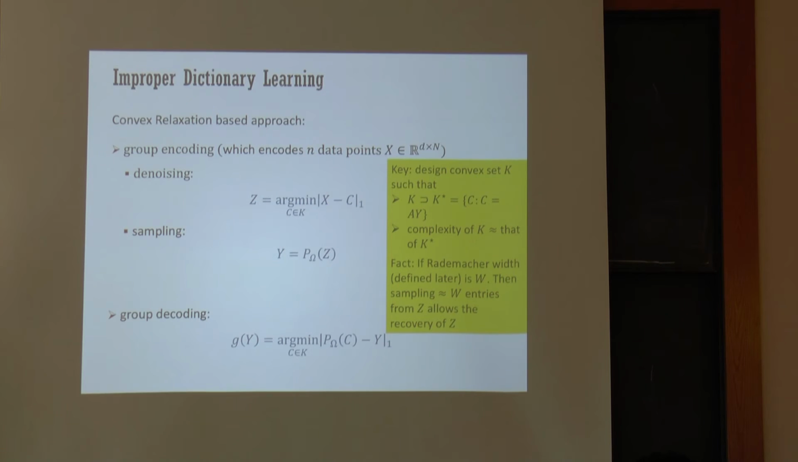And also, it is known that if the random Rademacher width of this set K is, let's say, W, then I'm going to define the random Rademacher width in a moment, then we can sample just W entries from Z, and that allows us to reconstruct the matrix. So the basic idea is that you have some matrix with low complexity under this random Rademacher width kind of measurement. Then if you sample it, you can reconstruct from the sampling.